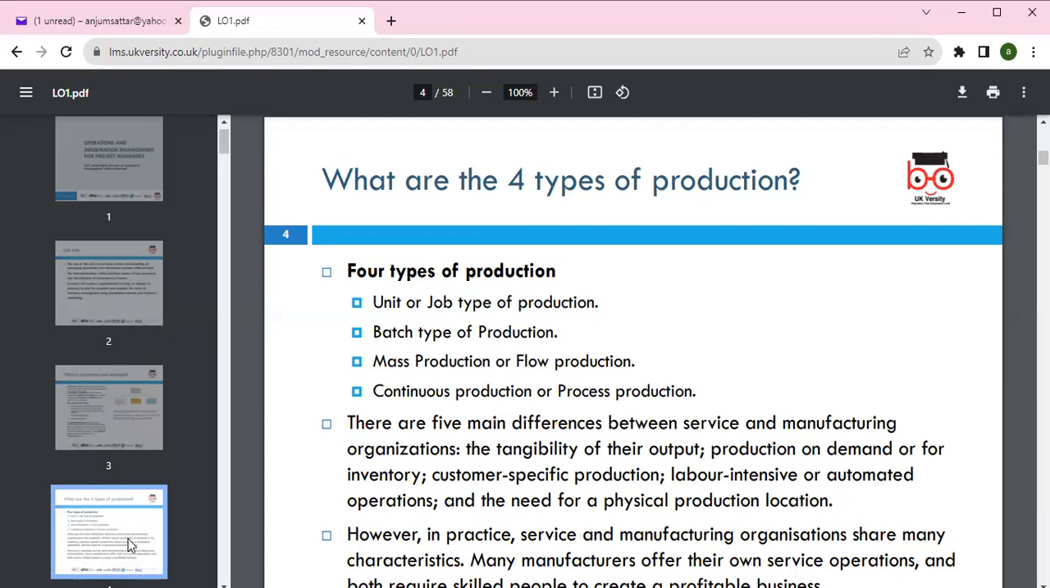What are the types of production? Unit or job type production, batch type production, mass production or flow production, and continuous production or process production. There are five differences in the service industry, which we will carry on looking at.